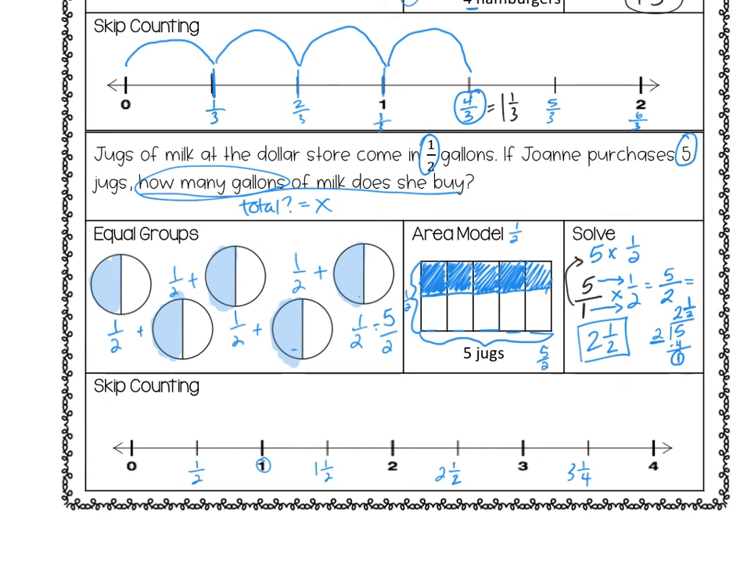But we know that the jugs are 1/2 gallon each, and Joanne purchased 5 jugs. So this 1/2 represents 1 jug. This half represents 2 jugs. This half represents 3 jugs. This half represents 4 jugs. And this half represents 5 jugs. So 5 jugs of 1/2 gallon equals 2 and 1/2 gallons.